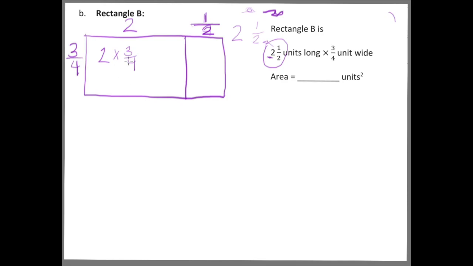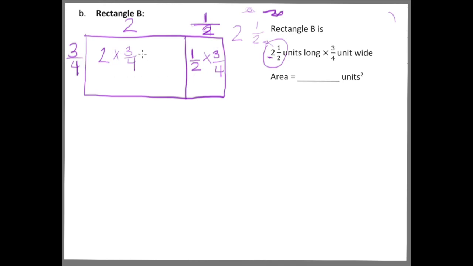So this rectangle's area is found within 2 times 3/4. And now let's check out the area of this rectangle. The length of this rectangle is 1/2, and the width is 3/4. So in order to find the area, we're going to multiply 1/2 by 3/4 for this rectangle.